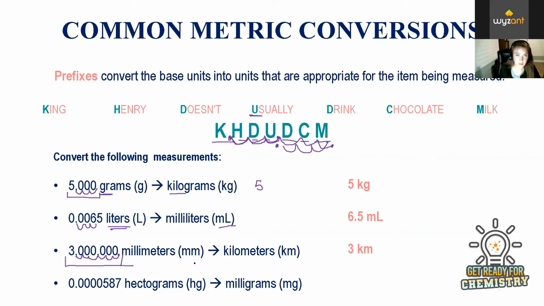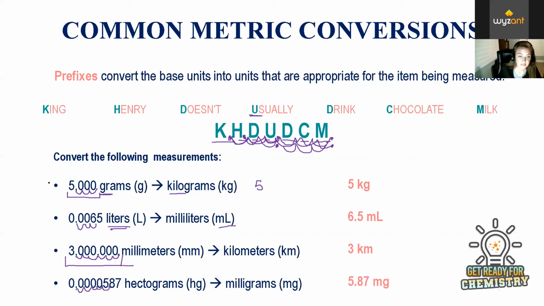And that's kind of why we have all of these different units. And then we've got hectograms. So this is not a very common unit in chemistry, but I talk about it just so you can see the concept. So 0.0000587 hectograms. So again, we're starting here in the H area, and then we're converting into milligrams. So 1, 2, 3, 4, 5 times over. So do the same thing with your decimal, 1, 2, 3, 4, 5. So really you get 5.87 milligrams.